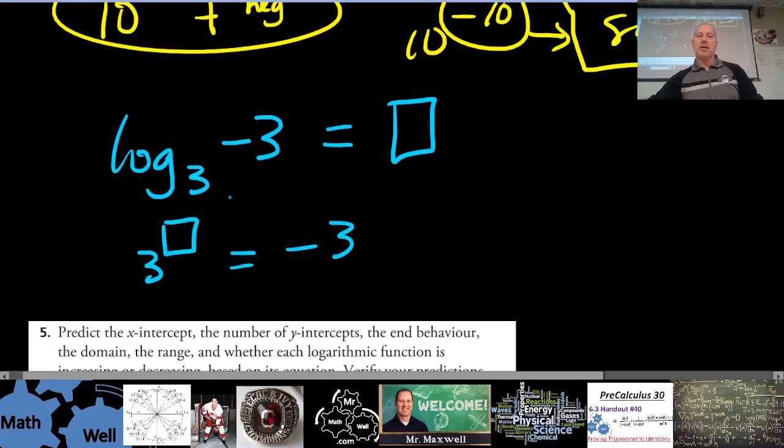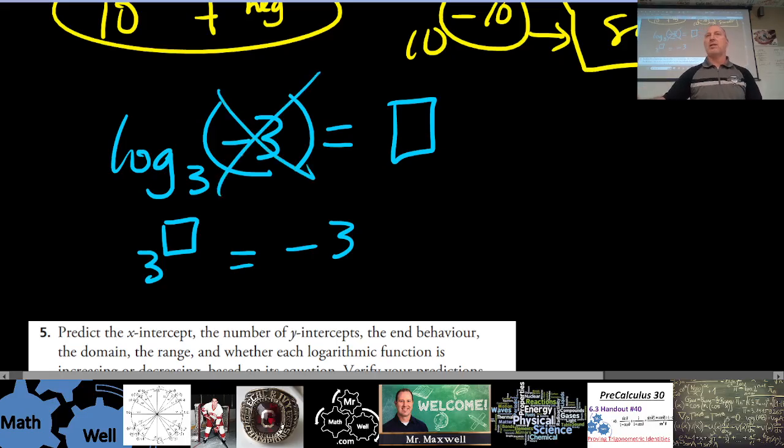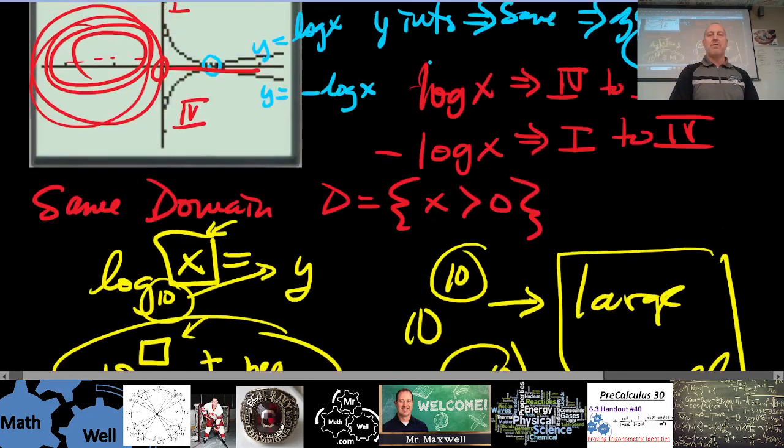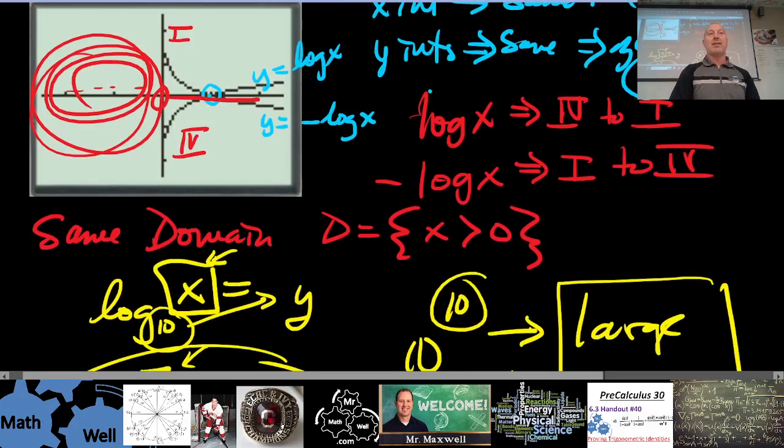Okay. And that's kind of my point. So this is a problem if you have a negative number in there. It doesn't work. So that's why the graph doesn't go into the negative x's, because there's no graph to be graphed there.